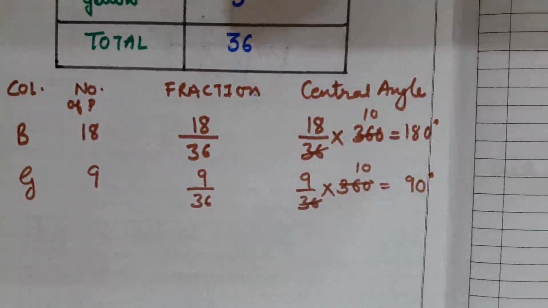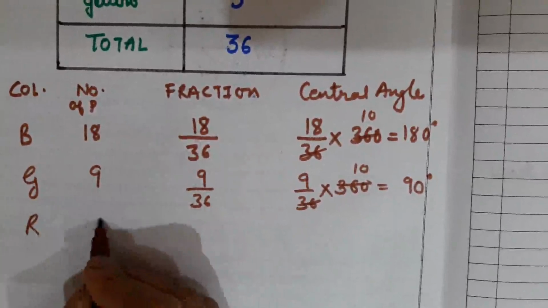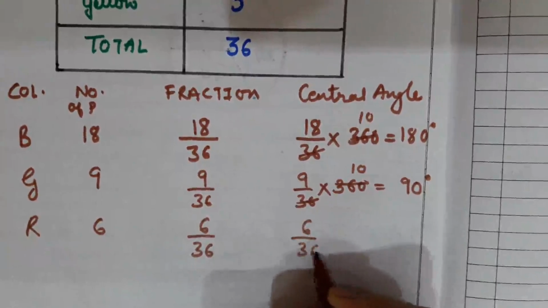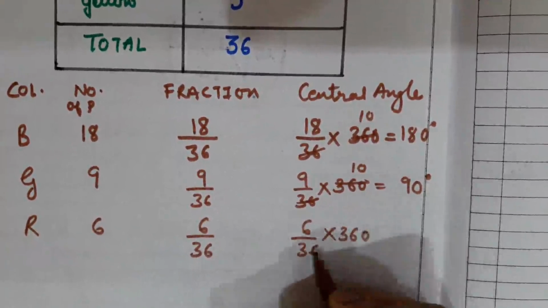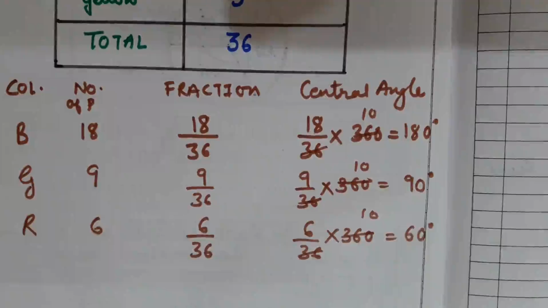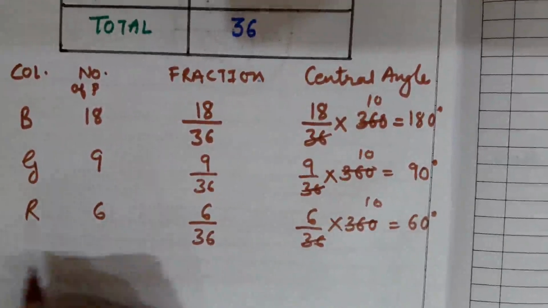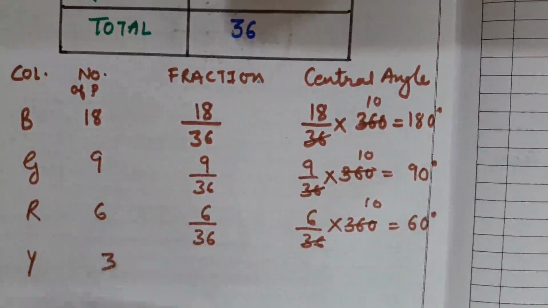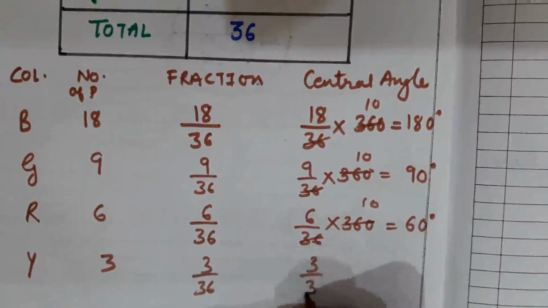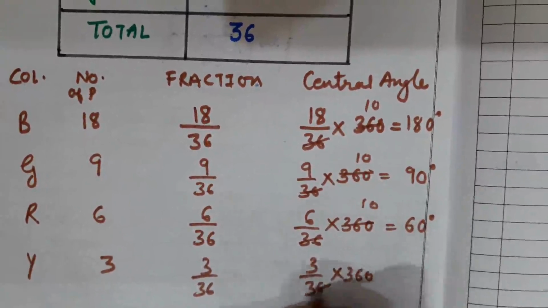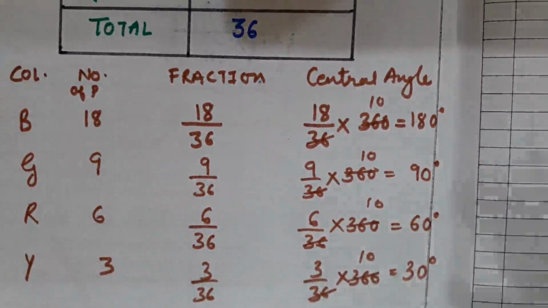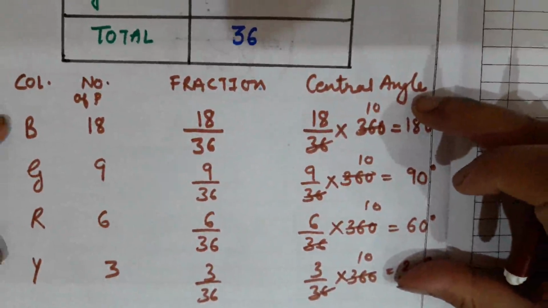Now next is red. Red is 6, 6 by 36. 6 by 36 multiplied by 360 is going to be represented by 60 degrees. Next and last is yellow. Yellow is 3, 3 by 36. 3 by 36 into 360 gives you 30 degrees. So with these angles you can represent these colors in the pie chart.